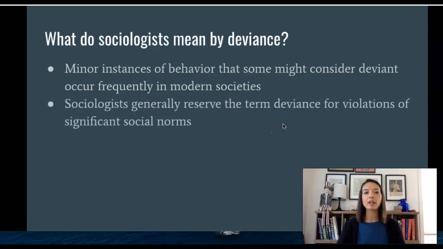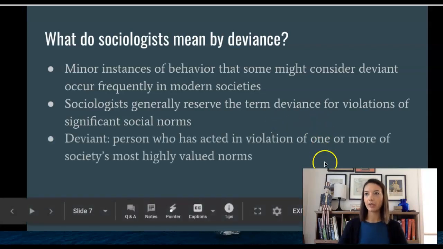Okay, our second note. Sociologists generally reserve the term deviance for violations of significant social norms. So when a sociologist is called in maybe to a courtroom to offer their expert opinion, they're probably not going to define criminal behavior as deviant, okay? So that's what we're talking about here.